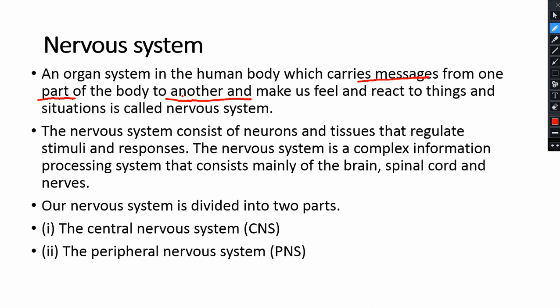That other part is the brain, because the brain reads it, and then you feel and react to that thing or situation. So the nervous system is an organ system which carries messages from one part of the body to another and makes us feel and react to things and situations. This is easy.